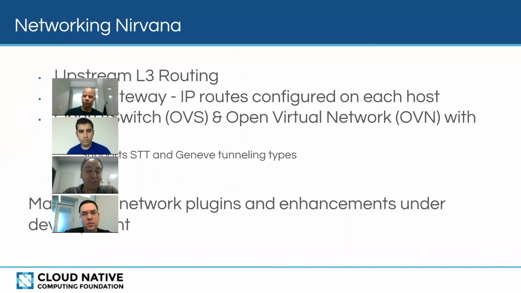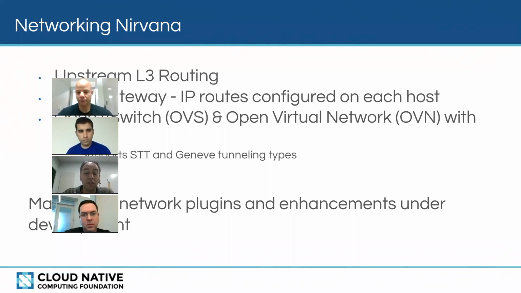But one of the biggest features in this release, and the reason why we are in beta, is the networking enhancements and the CNI plugins that we've brought into the community. We have an upstream L3 routing plugin. We have the host gateway with IP routes configured on each host. And then we have the Open vSwitch and Open Virtual Network, also called OVN OVS, with overlay that supports STT and the Geneve tunneling types. And there's a lot more network plugins and enhancements that are under development, and we'll be able to bring them to the community within the next few months.